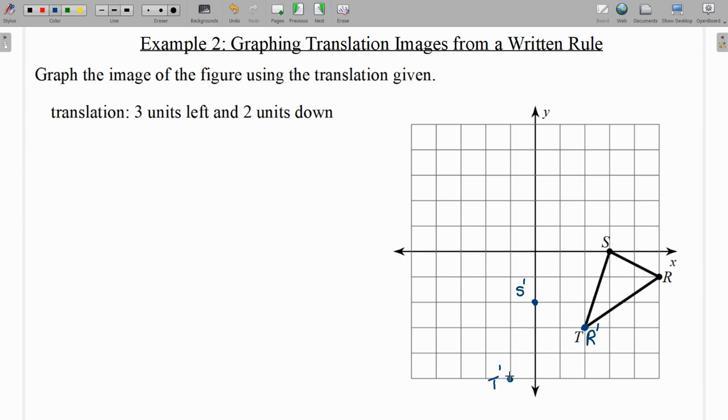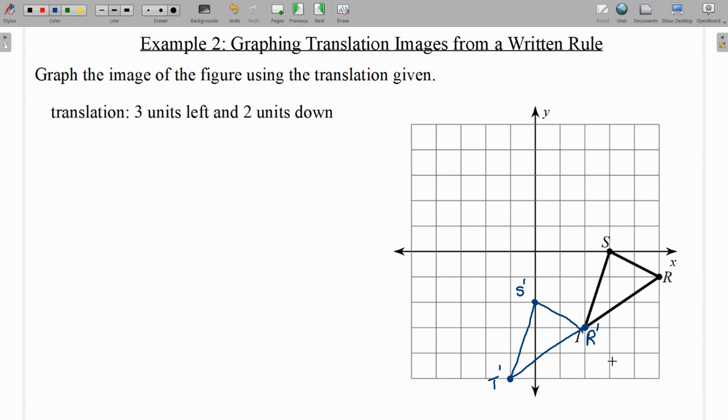And so now all I have to do is go ahead and connect my points. So I'm going to connect the point T prime to S prime. I'm going to connect S prime to R prime. And then I'm going to connect T prime to R prime, like so. And so what's happened is we've taken our original pre-image, which was triangle RST, and we've moved it 3 units to the left and 2 units down. And now we've come up with this new image that we call triangle R prime, T prime, S prime.